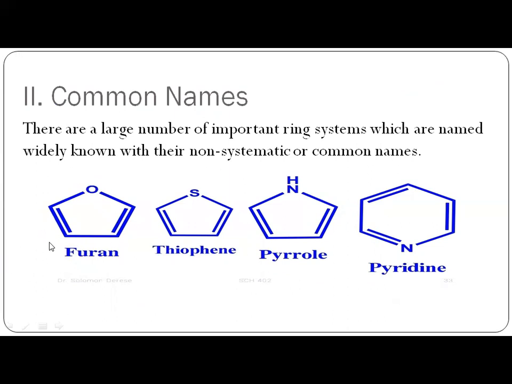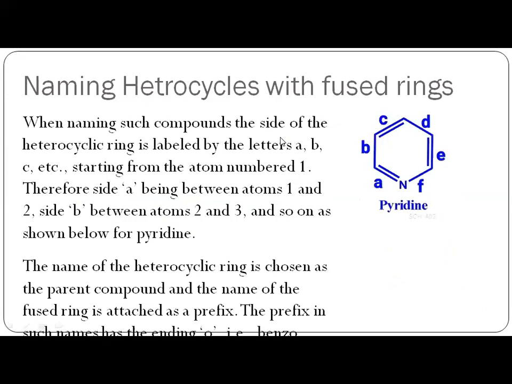The first one is a 5-membered heterocyclic ring containing oxygen as a heteroatom; we call it furan. After that, a 5-membered ring containing sulfur as a heteroatom we call thiophene. Again a 5-membered heterocyclic ring containing nitrogen as a heteroatom is called pyrrole. And a 6-membered heterocyclic ring containing nitrogen is called pyridine. Okay, let's go on to the naming of heterocycles with fused ring systems.